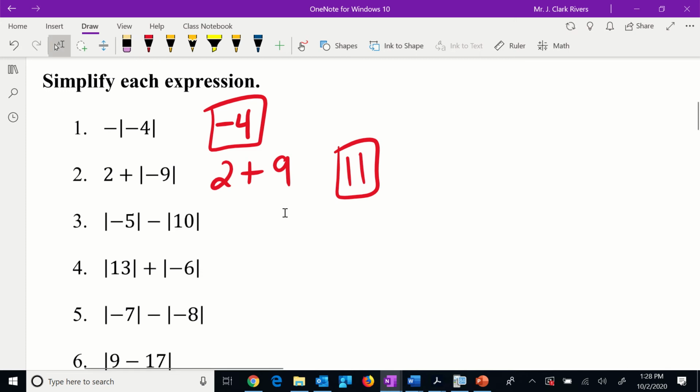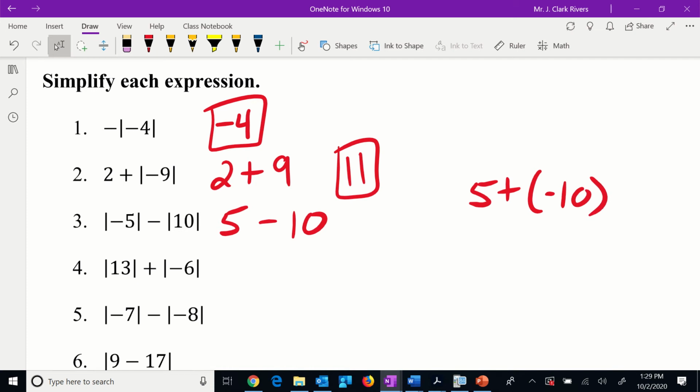Number 3, same idea. We take the absolute value before we perform the operation. So the absolute value of -5 is 5 minus, what's the absolute value of 10? It's 10. Okay, 5 minus 10. This is like 5 plus -10. 5 minus 10 and 5 plus -10, those are the same thing. Which number is further from 0, -10 or 5? -10 is further away, so we know this is going to be negative. How far is 10 from 5? They're 5 units apart, so -5 is what we get there.